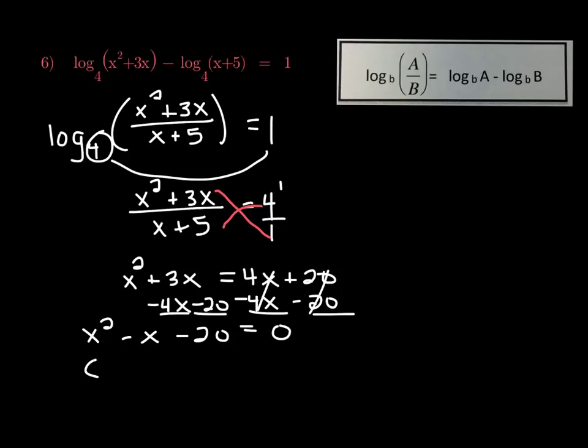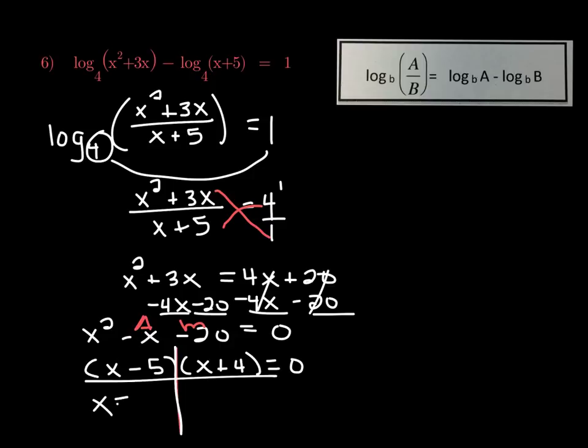Okay, so we're going to factor. We're going to come up with two numbers that multiply to negative 20 and add to negative 1. Okay, so multiplying here and adding here. So that's how we got negative 5 and positive 4. Okay, so now, let me just keep the color the same. When we solve this, we get x equals positive 5 and x equals negative 4.